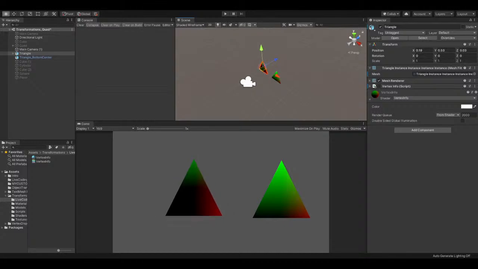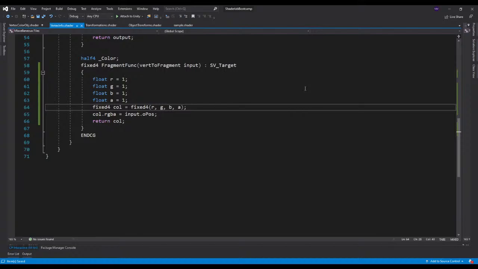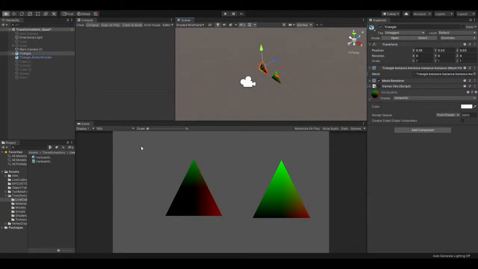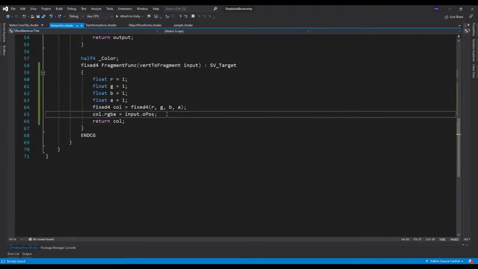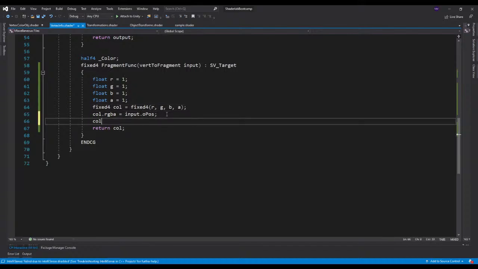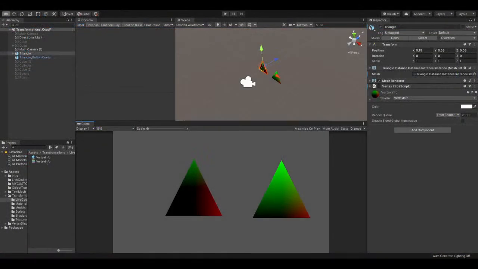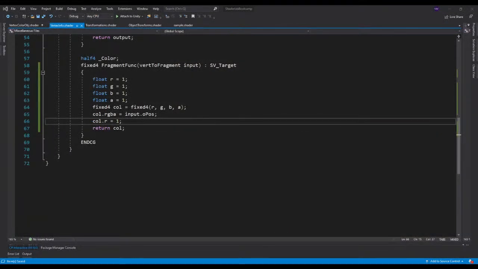Which means if I was supposed to say that, guys, I want red color always to be 1. One second, I did the wrong thing. If I always wanted this red color to be 1, I'm going to say color dot r is equal to 1, and here we go. So the red color is always going to be fully 1. Only the green and blue change based on the object space position.